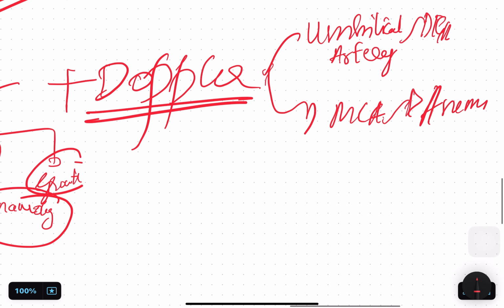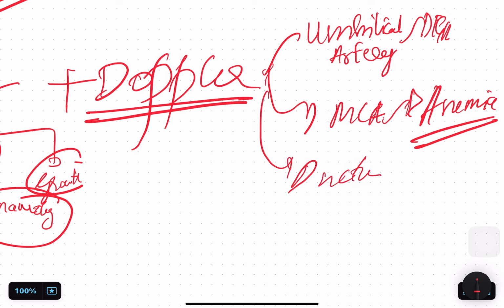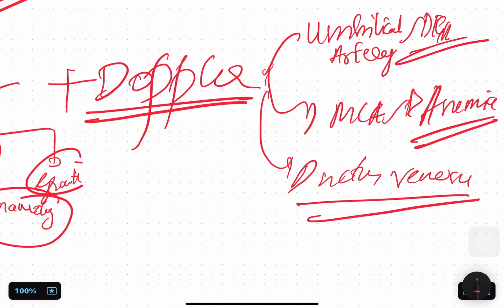You are 100% right. Why do you think I am checking MCA in anemia? Because there is a brain sparing effect. What do you mean by brain sparing effect? Even if there is anemia, the blood is diverted to the middle cerebral artery so that the normal structure of the brain is maintained. Then, other than umbilical artery and MCA, they also do ductus venosus, which is again for FGR.